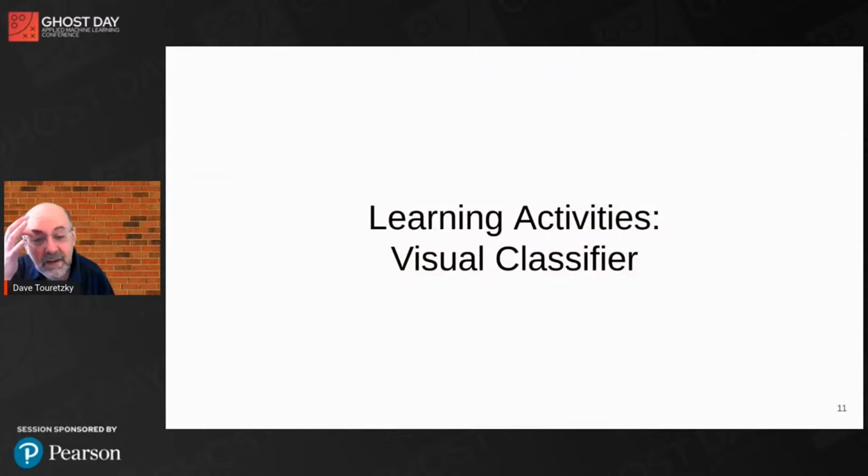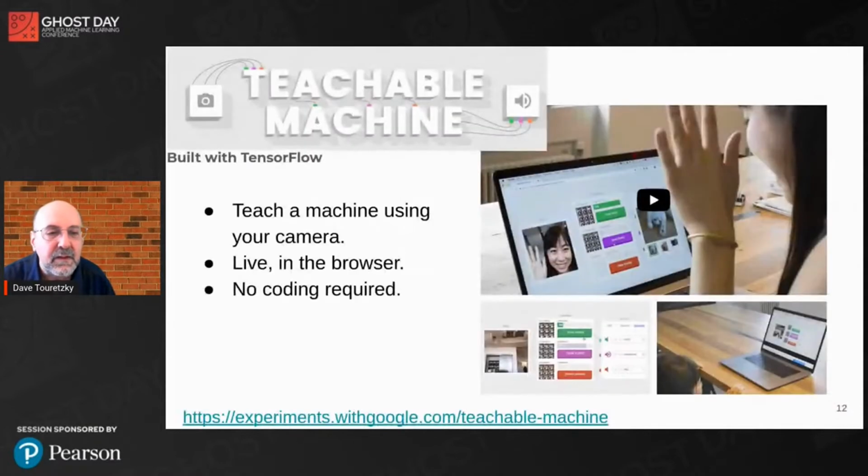So let me move on now to talk about learning activities and some of the many tools that are becoming available specifically for teaching AI to the K-12 audience. And the first one is usable even with kindergartners. It's called Teachable Machine. It comes from Google.